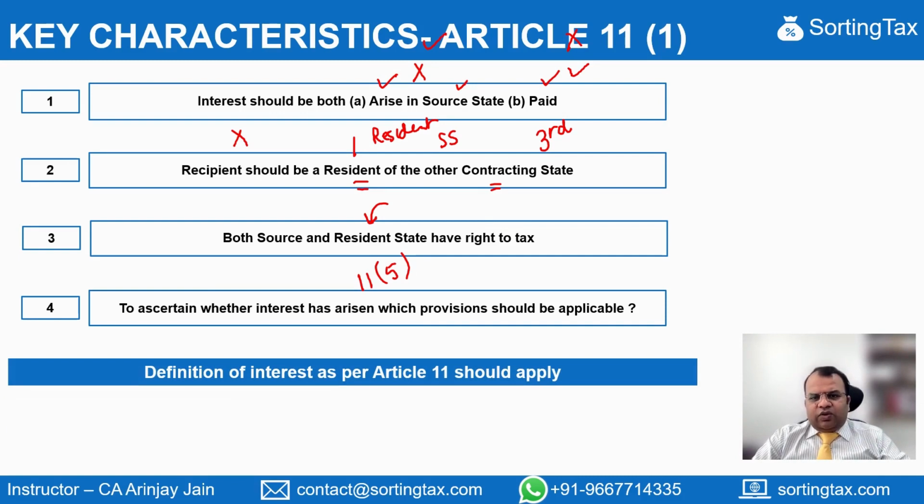Now, another interesting question which comes up is, what is the meaning of interest under Article 11? In such a case, we need to refer to the relevant clause of Article 11, which may be Article 11.3 or otherwise 11.4 in some treaties. So the definition of interest has to come according to that particular clause.